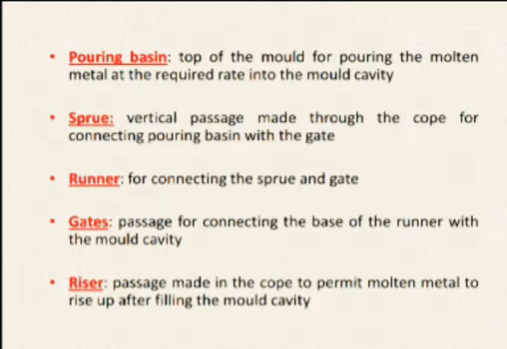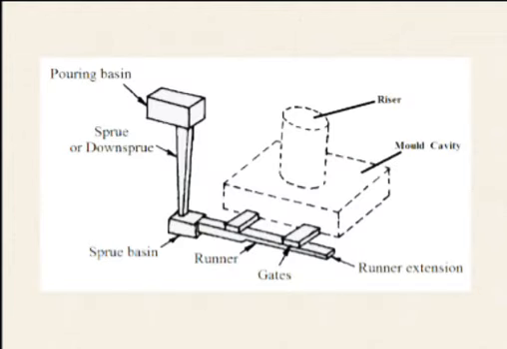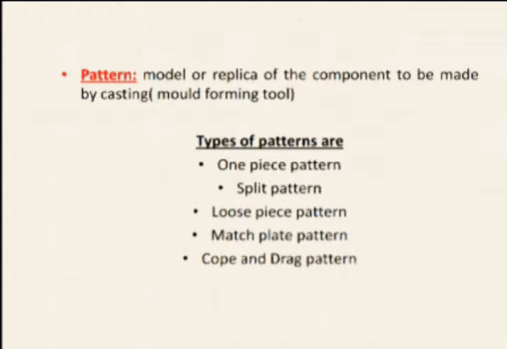These are some of the definitions of pouring basin, sprue, runner, gates, and riser. These are the other diagrams showing the whole casting process. Now, the pattern. A pattern is a model or replica of the component to be made by casting, and the types of patterns are one piece pattern, split pattern, loose piece pattern, match plate pattern, and cope and drag pattern.